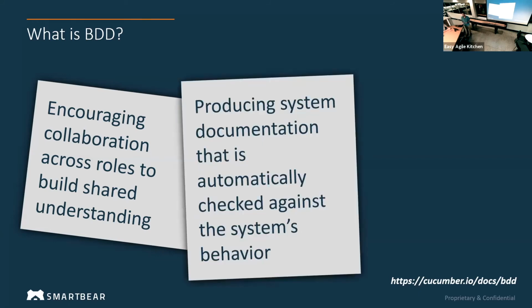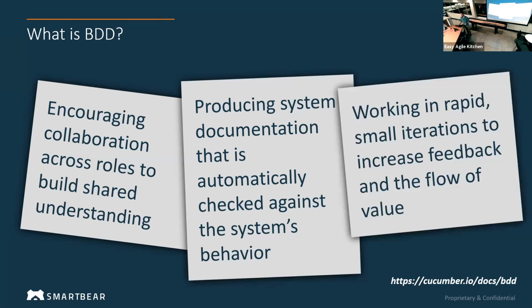Building system documentation that's automatically checked against the system behavior. So again, you're building documentation and using that to run your tests, so it's living, breathing documentation that's part of the system documentation now and into the future. So if something changes in 4 years' time, someone's going to be able to use this documentation to see what happens. Working in rapid, small iterations to increase feedback and flow of value. And feedback and collaboration are a really big key part of BDD. I don't know if that came across easily, but that was really hard to get across.